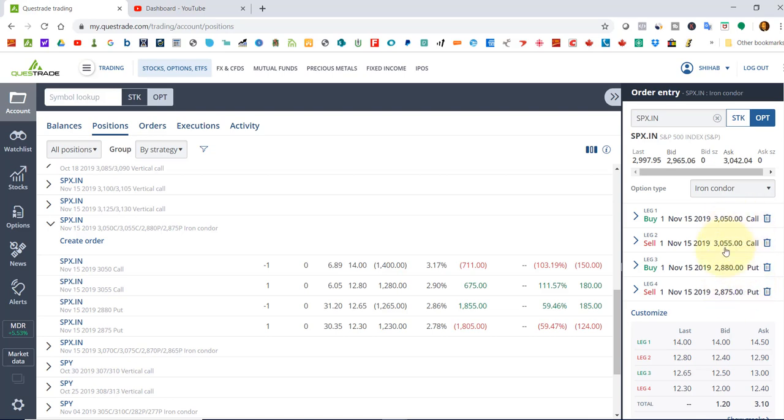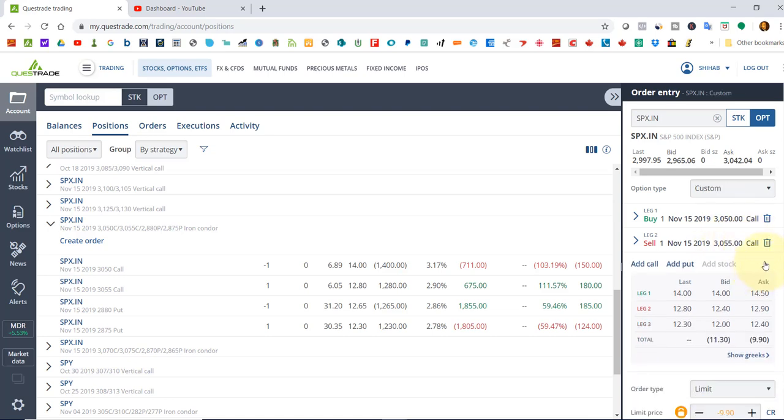And let's say I just want to change the call side. I'm okay with the put side, it's safe. I just want to extend the call side. So I can remove the put side by clicking the delete button. And now I'm left with the call side. So this entry here automatically is to close this trade. Remember, I sold the 3050 and here you can see I'm buying the 3050. So I'm closing the trade. And here I bought the 3055 and here I'm selling the 3055. So I'm closing the trade.